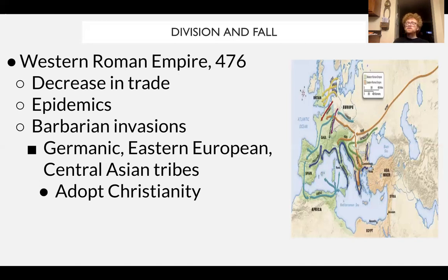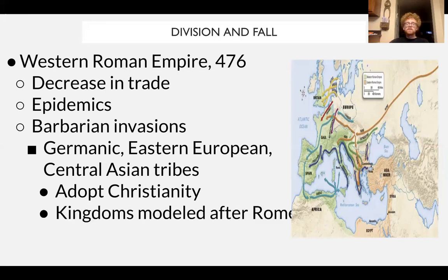And they are going to look at the Roman Empire, especially at its past, and they're going to say, those times are good. Let's try and emulate that. So they're going to build their structures, their kingdoms, based on Roman traditions. They're first going to adopt Christianity, and they are going to model their new societies after Rome. They're going to continue Roman law. They're going to continue that latifundia system that will eventually translate into feudalism.